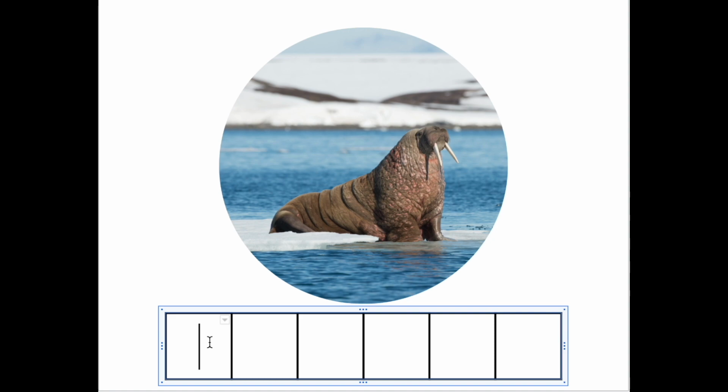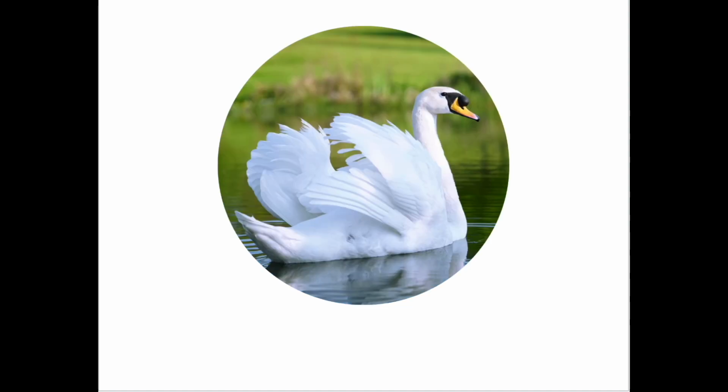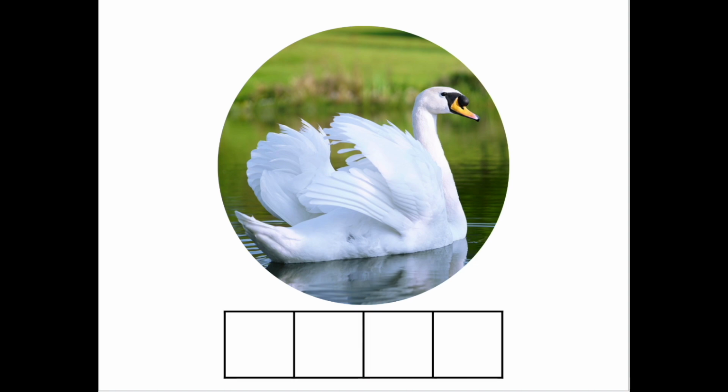Let's sound it out. W, ah, wal, r, s, walrus. Nice spelling. Now we have a swan. Swan. How many sounds do you hear in the word swan? There are 4 sounds in the word swan.